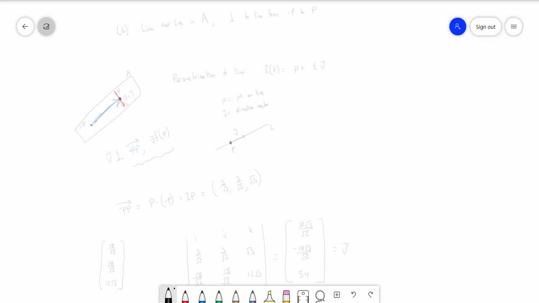So then altogether, to get the parameterization of the line L, I'm going to take the point P that we initially had, which I'll write like this now: 3 over 2 root 2, 3 over 2 root 2, and root 3 over 2. And then we'll add to that t times the direction vector, which we just computed down here. And then this would have given us one parameterization for the line L.